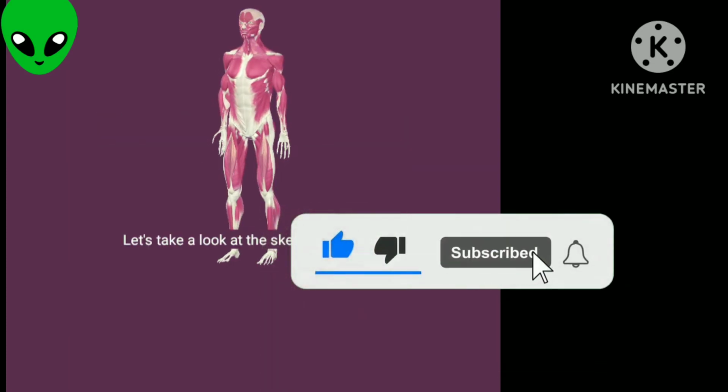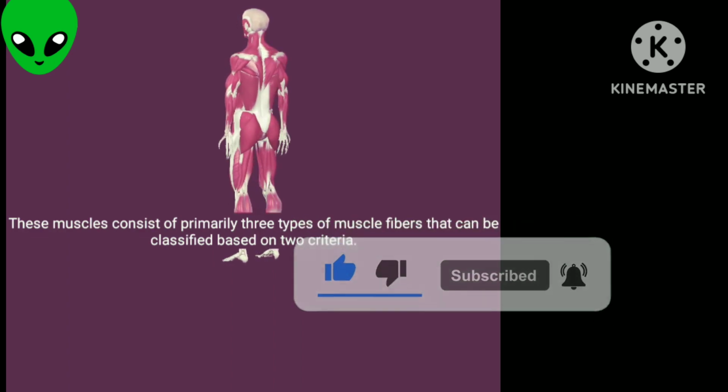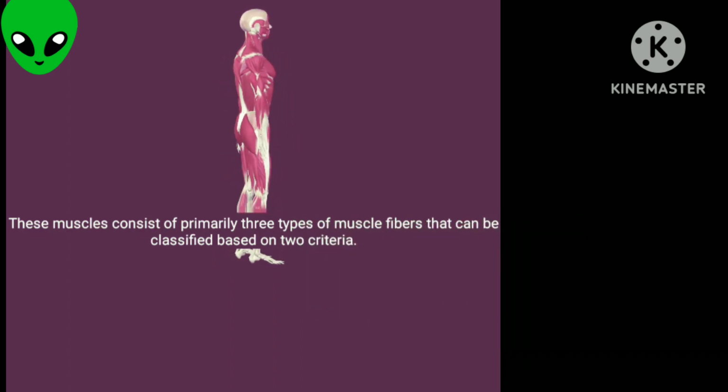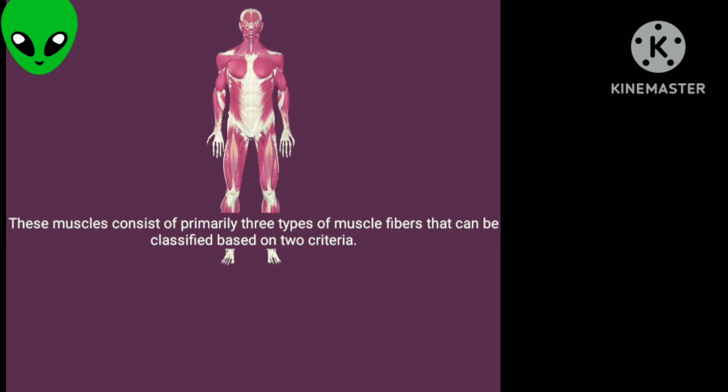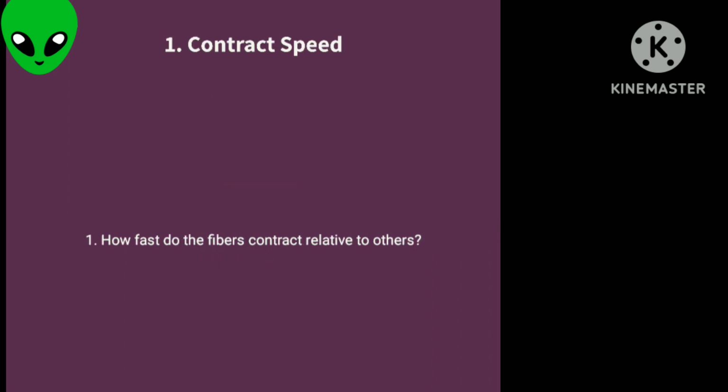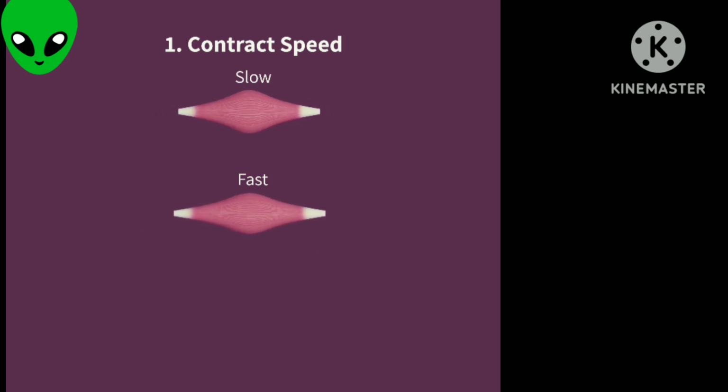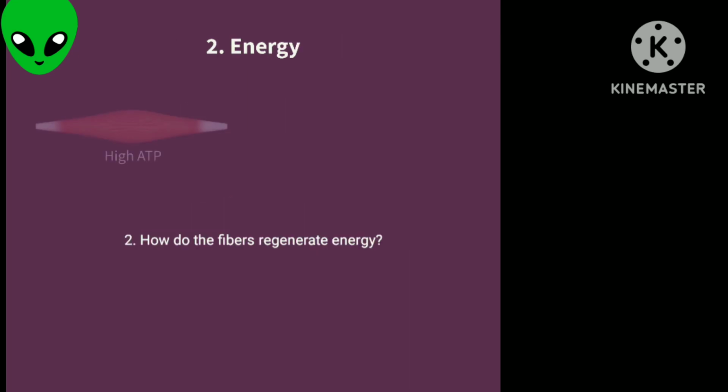Let's take a look at the skeletal muscles. These muscles consist of primarily three types of muscle fibers that can be classified based on two criteria. 1. How fast do the fibers contract relative to others? 2. How do the fibers regenerate energy?